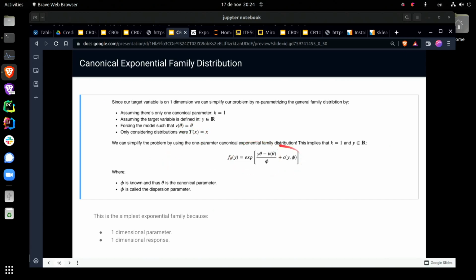As a result, we have this simplified version of the canonical distribution, where we have the multiplication of our target variable with the parameter of the distribution minus a function that only depends on the parameter of the distribution, a constant, and another function that is added just for flexibility, right? This function only depends on our target variable and optionally on the constant. So this function is actually not dependent on the parameter of the distribution, and that's a key distinction.